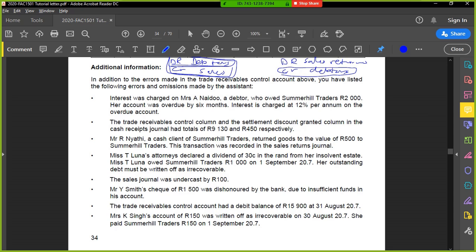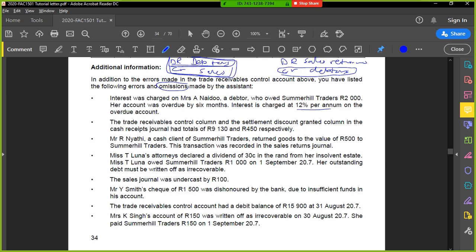Number one, interest was charged on Mrs. Naidu's account. The debtor, who owed Summer Hill Traders 2,000. Her account was overdue by 6 months. Interest is charged at 12% per annum. Have we recorded this? No, it's an omission. Do you see that? How are you going to record interest for a debtor?